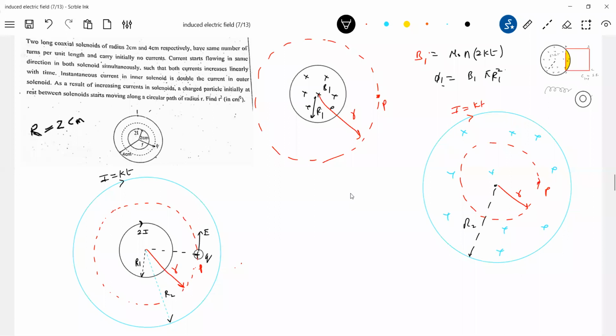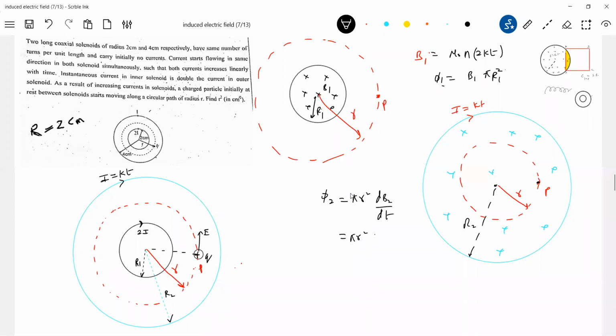Now write it. What is the flux linking it? Flux linking due to this second solenoid, phi 2, should be equal to effective area pi r square only. There it was pi R1 square. Try to notice: the point P lies outside this solenoid, but B bar is confined only to the circular region of 0 to capital R1. Here the B bar is confined to the circular region from 0 to capital R2. But we want only up to r, so the effective area is pi r square into dB2 by dt.